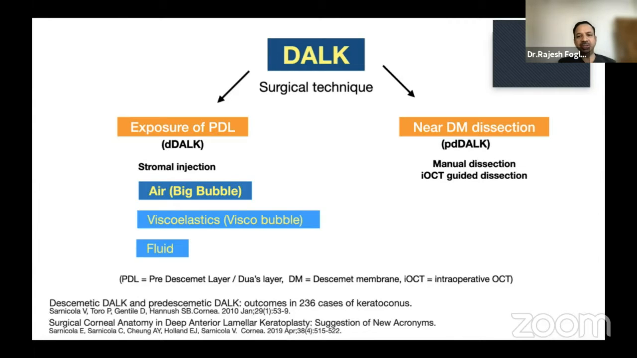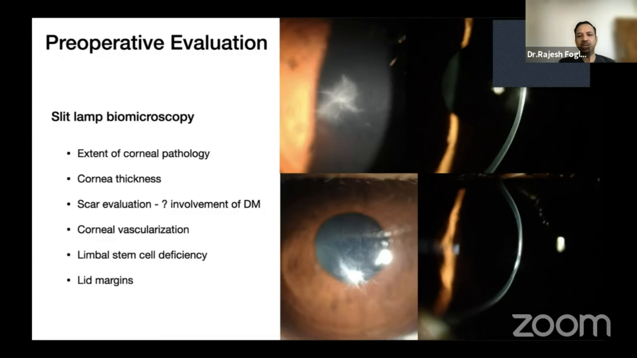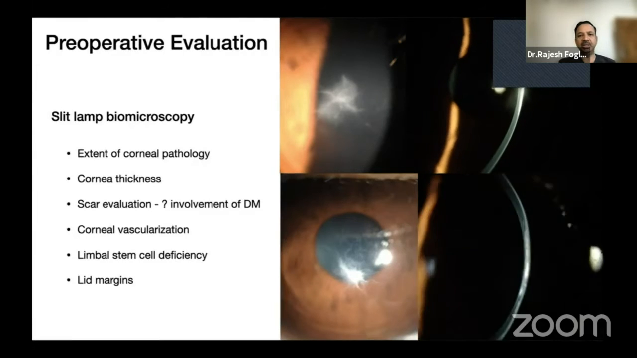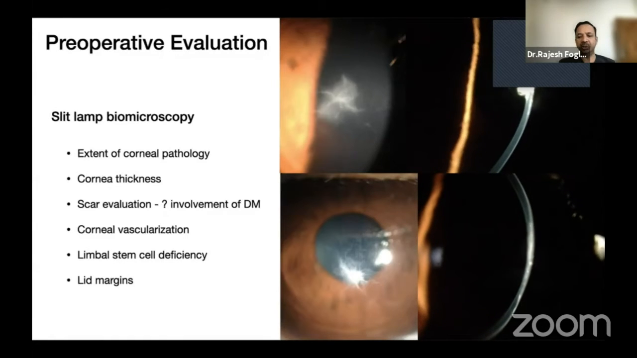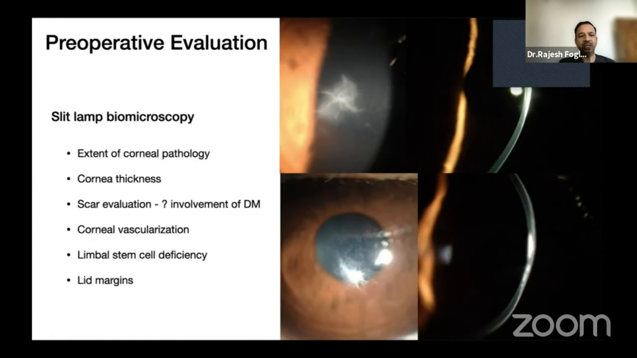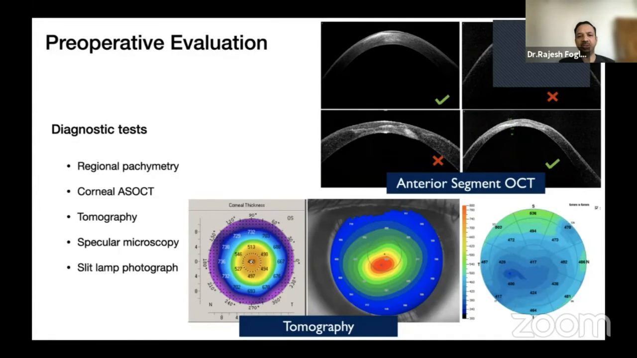There are basically two surgical techniques. One where you expose the pre-Descemet layer, either by stromal injection of air, viscoelastic or fluid, or you do a manual dissection, which is near Descemet. In the pre-op evaluation, it's important that you look at the extent of the pathology, the corneal thickness, and especially the scar, whether it's superficial or involving the deeper areas, and also look at the limbus for any evidence of limbal stem cell deficiency.